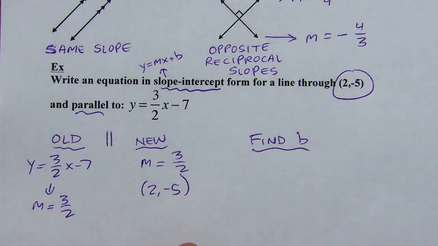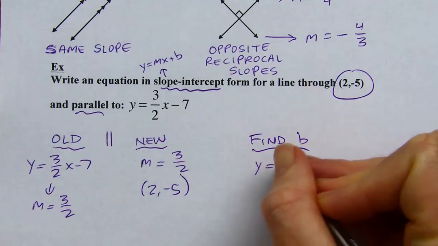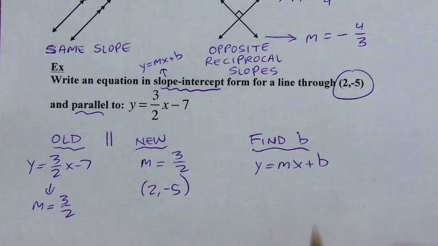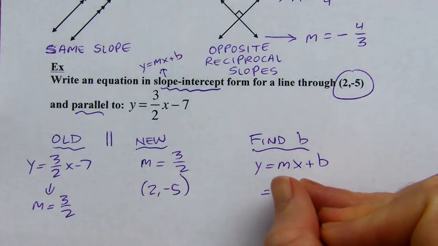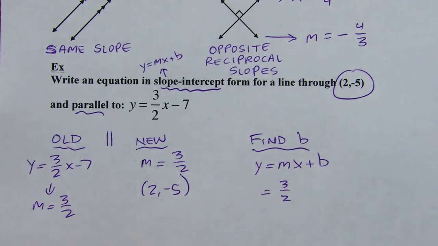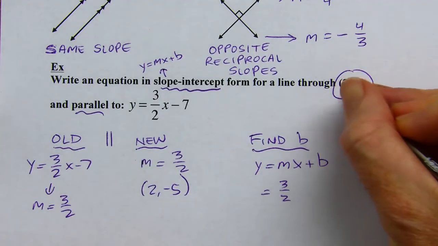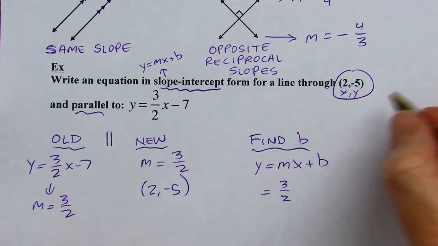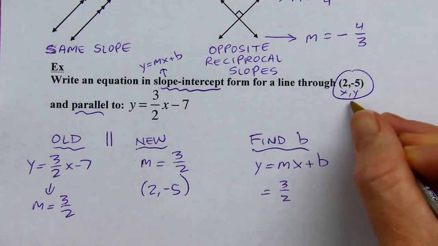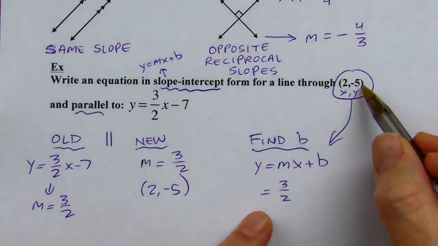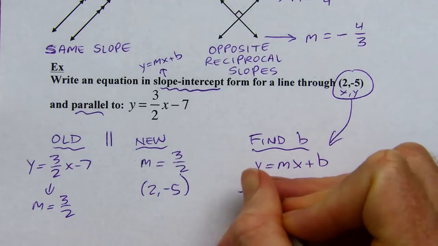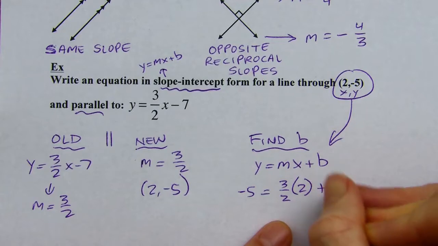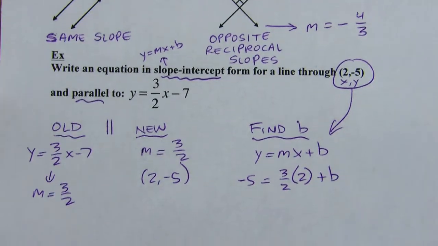So what I'm going to do is take y equals mx plus b, and I'm going to substitute in the slope. I know the slope is going to be 3/2. Okay, but then I'm also going to substitute in this xy pair. Okay, so I'm going to substitute this in as well into this equation. So I'm going to put -5 in for y, and I'm going to put 2 in for x. And now I should be able to solve this for b.